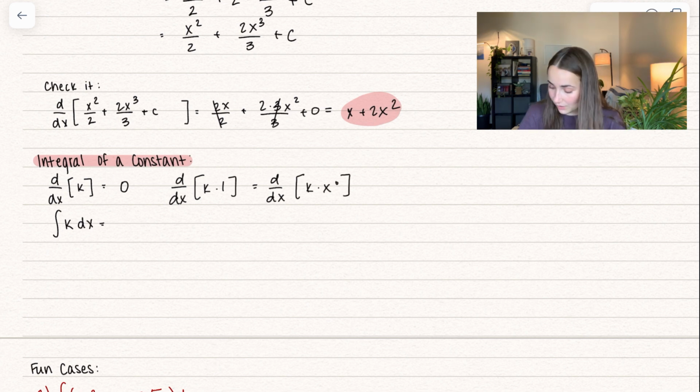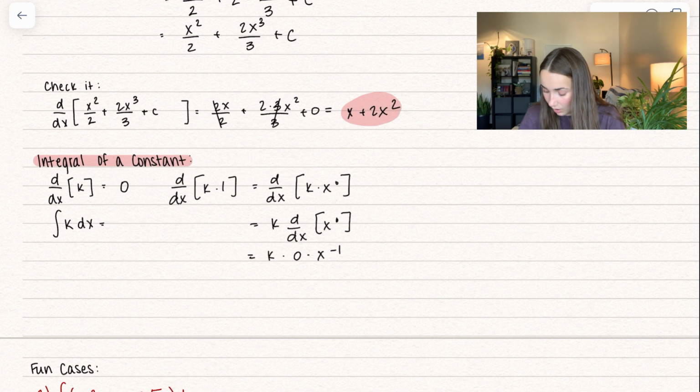So now what we are going to use is power rule. So that k hangs out, and we are just taking the derivative of x to the power of 0. So when we do that, we're going to go ahead and use power rule. So I bring down that power, and I subtract 1. But notice here, we are multiplying by 0, and when you multiply by 0, you just end up getting 0.